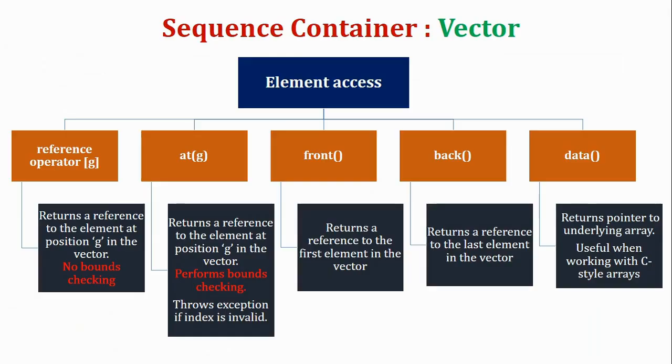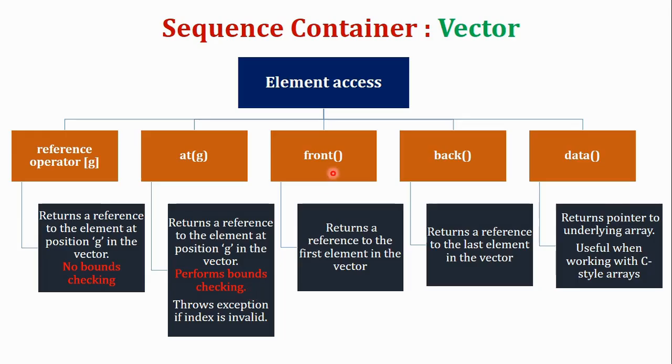And next one is the element access. The element access has some inbuilt functions. For example, the reference operator. It will return the reference to the element at the position g in the vector. But here there is no bound checking. So next one is at(g). It will show the same result, but the difference is that it will perform the bound checking.